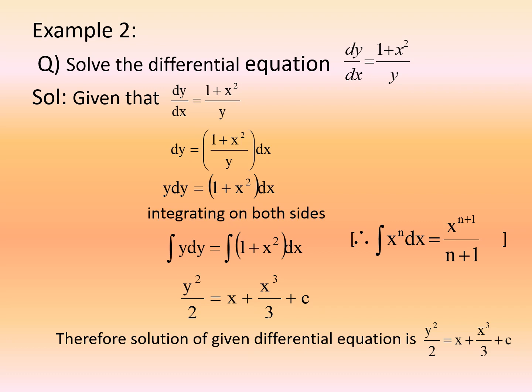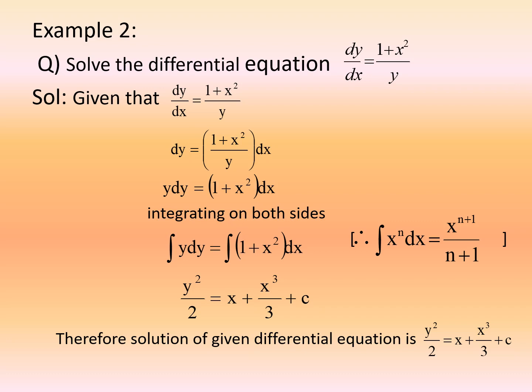Next step, what we did means send the denominator part of dx to the right side. Then we got dy is equals to (1 plus x square) by y into dx. Next step, we are going to separate the variables, x on one side and y variables on the other side. So we write y into dy is equals to (1 plus x square) into dx.